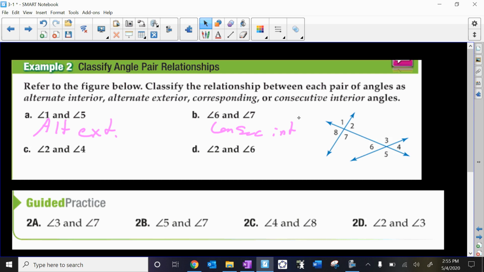Letter C, angles 2 and 4. 2 is in the interior, 4 is in the exterior on the same side of the transversal. That makes them corresponding. And then finally, angle 2 and angle 6. Opposite sides of the transversal, both on the interior, those are alternate interior angles.